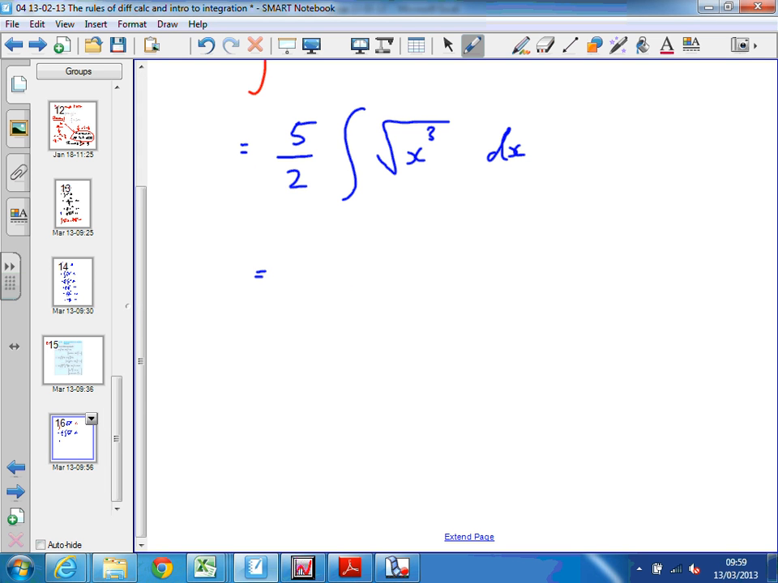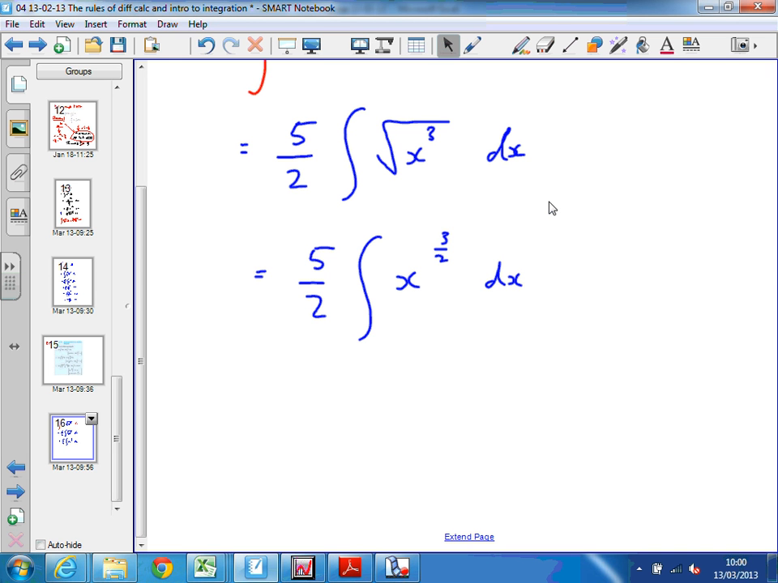I can't integrate this as it stands because it needs to be in that index form, so I need to use the laws of indices and rewrite this. Roots go underneath in the fraction, powers on top. No number means it's a square root, so x to the 3/2 with respect to x. So that's the first thing.